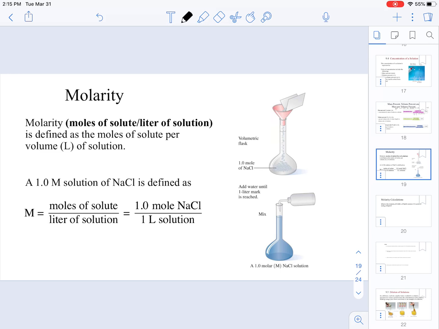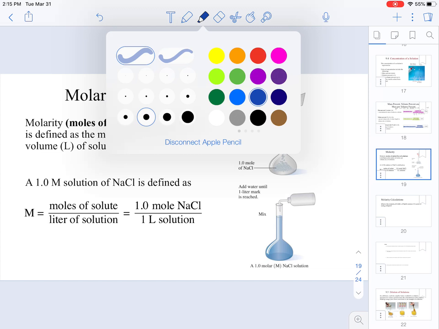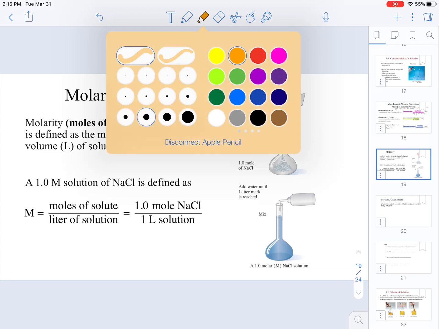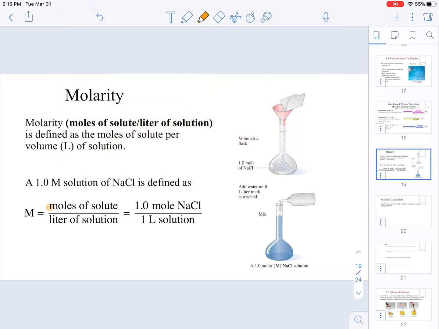And when it comes to molarity, it is defined as the moles of solute divided by the liters of the solution. So as you can see, if we have a 1 molar solution of sodium chloride, that means that we're going to have 1 mole of sodium chloride in 1 liter of the solution.